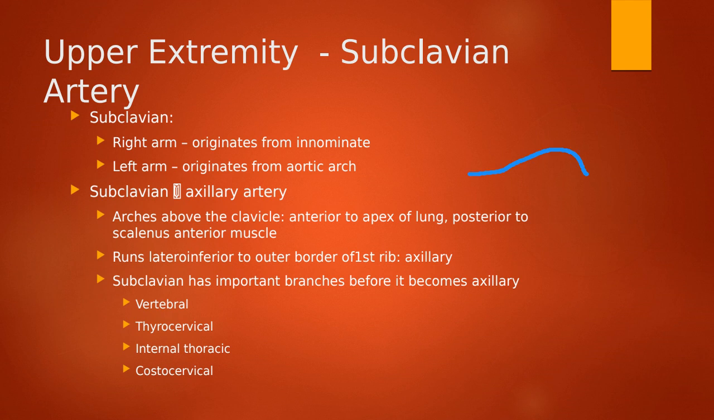So if this is our sternum here, and that's our clavicle here, I don't like that clavicle. Hold on. How do I erase? Here we go. And then this is going to kind of be our clavicle. So it kind of pops over the clavicle to accommodate the top part of our lung, and then it dips down to become our axillary.